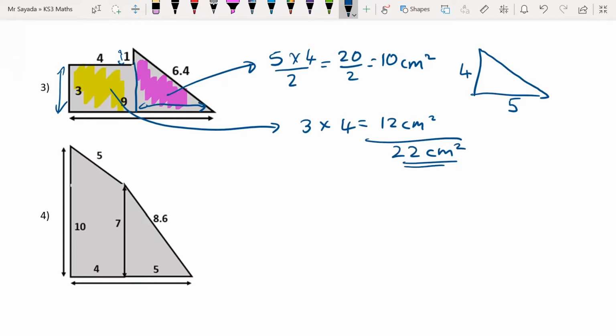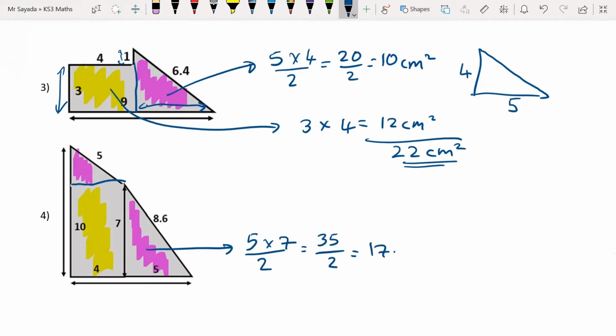The next one was actually made of 3 shapes. There was this triangle at the top, there was this rectangle and this triangle. So I'm going to shade the 2 triangles in pink. They're different triangles, but I'm shading them in the same color, and the rectangle in yellow. So let's start with this triangle here. Its base is 5, its height is 7, base times height over 2, 35 over 2, 17.5 centimeters squared. This rectangle at the top, its base is 4 because you have the number 4 below, so that is 4.